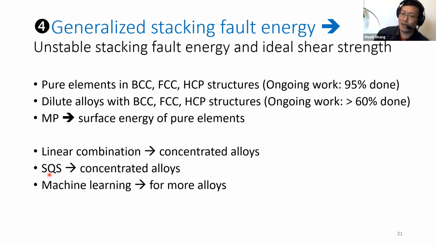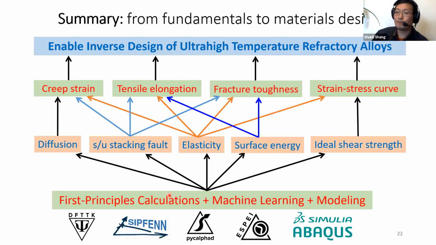Also, we can use the SQS structure to calculate the properties for concentrated alloys. Also, based on machine learning, we can get more accurate properties for concentrated alloys. And we found we can use machine learning to predict the properties for more alloys.